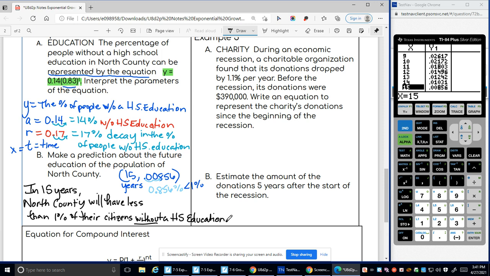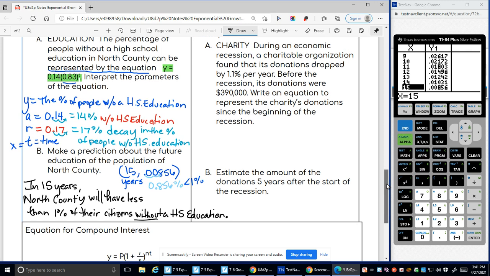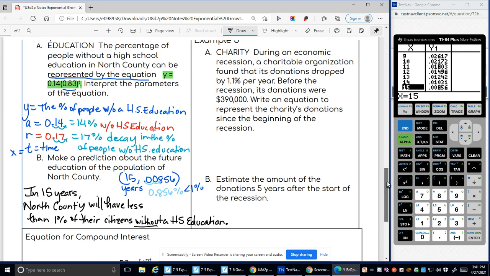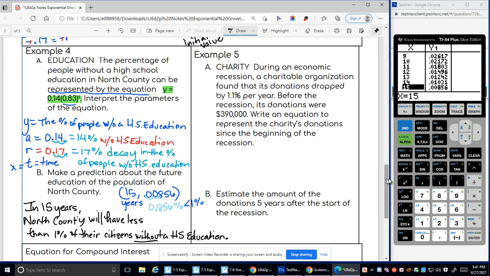Okay. Questions? All right. I don't know why I asked that, like somebody's going to respond. Okay, so let's go ahead. Let's look at example 5. But if you do have questions, please write them down.